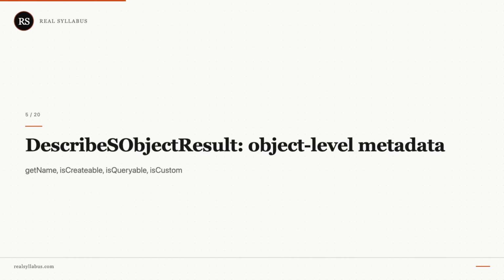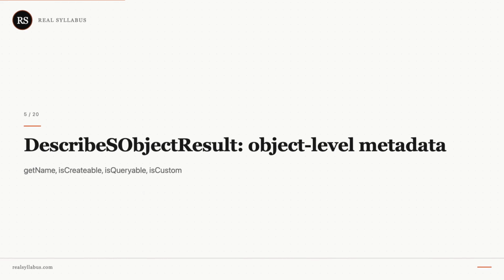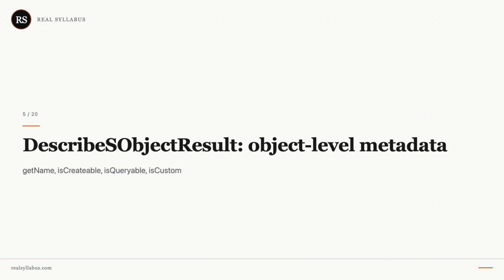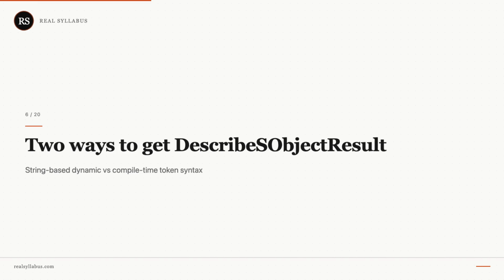To get a DescribeSObjectResult, you have two options. The first is the dynamic approach. Call Schema.describeSObjects and pass in a list of SObject API names as strings. This returns a list of results in the same order. You'd write Schema.DescribeSObjectResult accountDescribe = Schema.describeSObjects(new List<String>{'Account'})[0]. From there you can call getName, getLabel, isCreateable, isQueryable, and isCustom. This approach is useful when the object name comes from a variable or configuration, and you don't know it at write time.